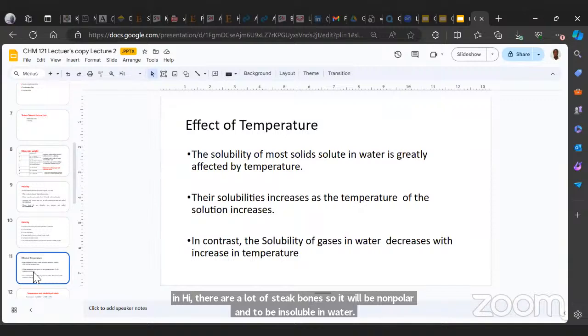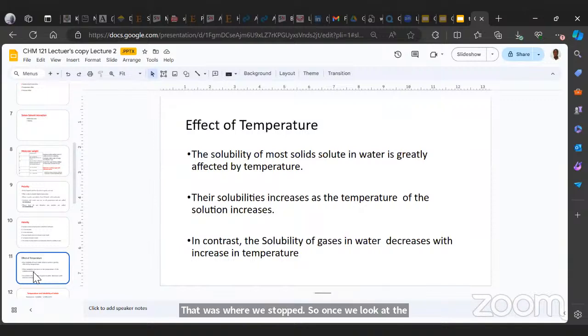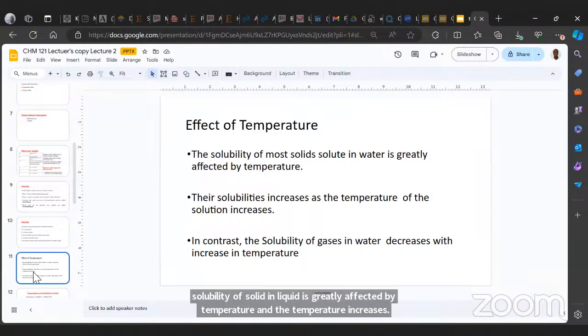So we want to look at the effect of temperature. I've finished talking about solute-solvent interaction under molecular weight and polarity. Now I'm going to number two that affects solubility, temperature. For solids, the solubility of a solid in a liquid is greatly affected by temperature. As the temperature increases, the solubility will increase.